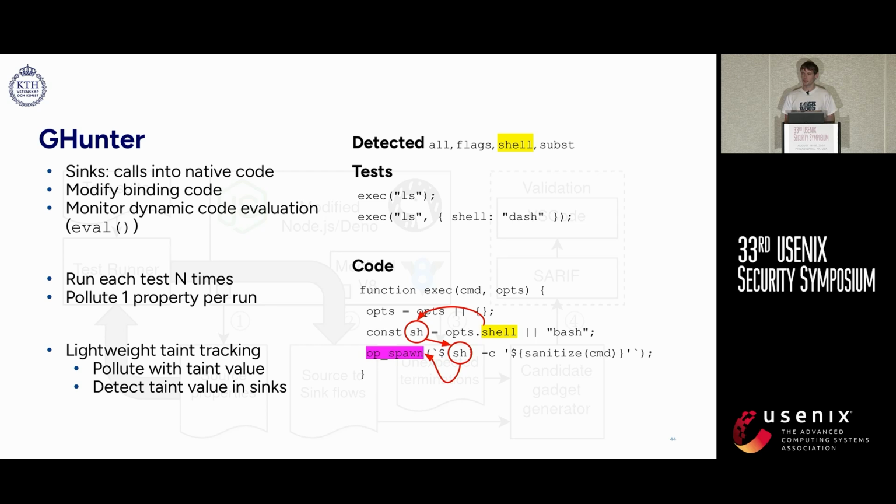And so the way we detect this flow at the sink is we basically just inspect all the arguments for the magic value that we polluted the property with. And this is a form of very lightweight taint tracking that has proven very effective for our purposes. And to complete the cycle, we need to run the test with the last property polluted as well.